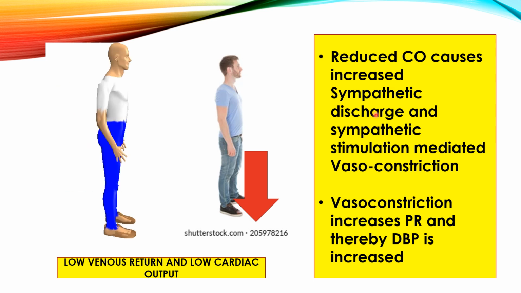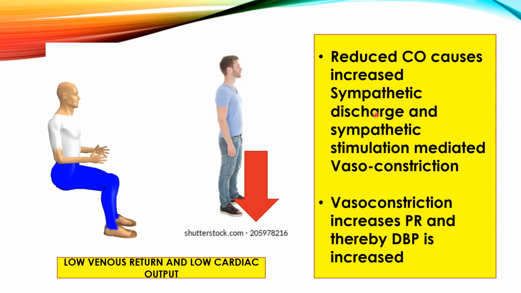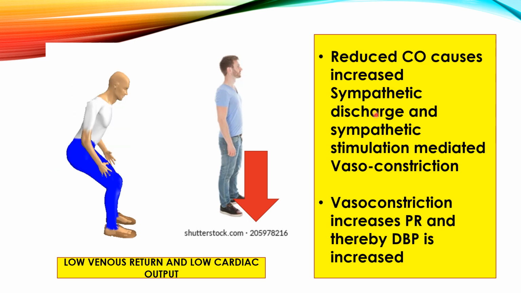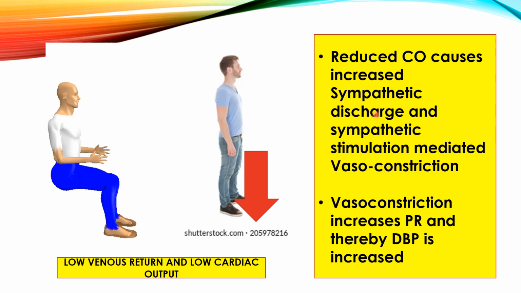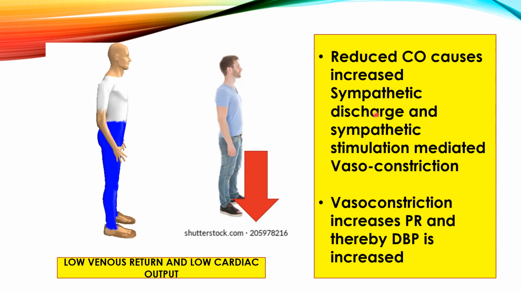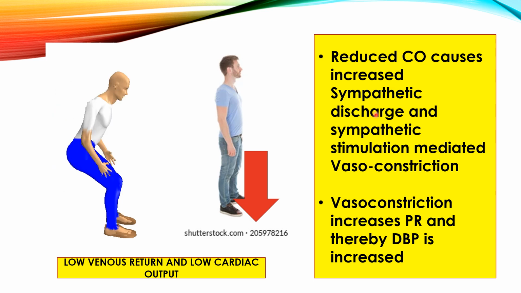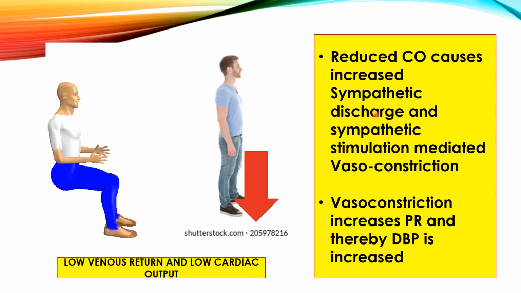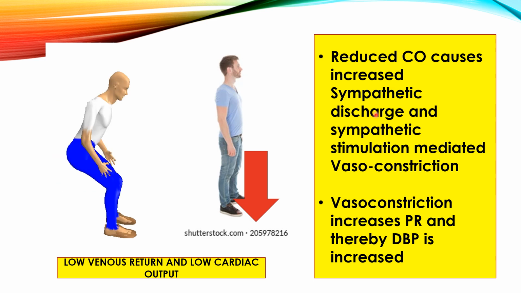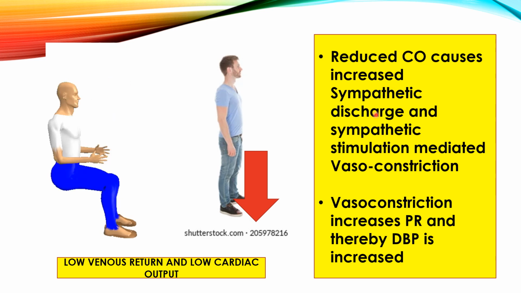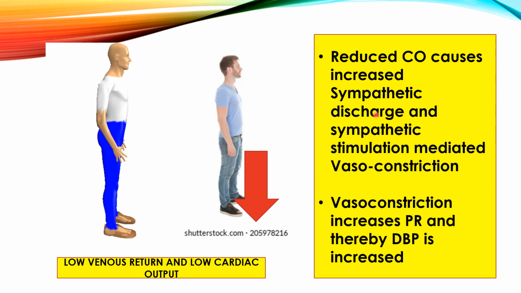And which blood pressure depends primarily on the peripheral resistance? It is the diastolic blood pressure. So diastolic blood pressure will be increased as a result of this sympathetic vasoconstriction. So it explains why the DBP or diastolic blood pressure rises on assuming standing posture from supine or sitting posture.